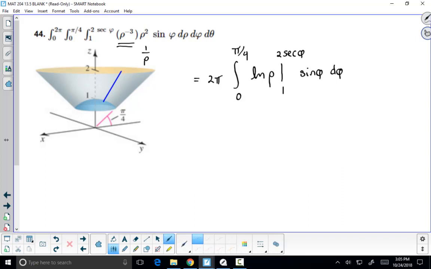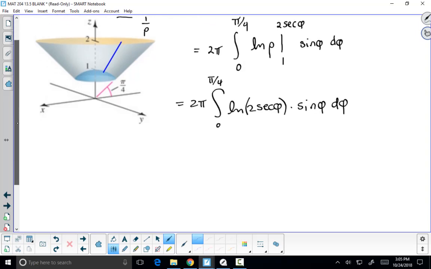All right, so let's plug and chug this stuff. So we get 2 pi, and we still have this integral. We have to do some nasty log business here. So log of 2 secant of phi minus log of 1. Log of 1 is 0, so that's good. At least there's one positive thing going.